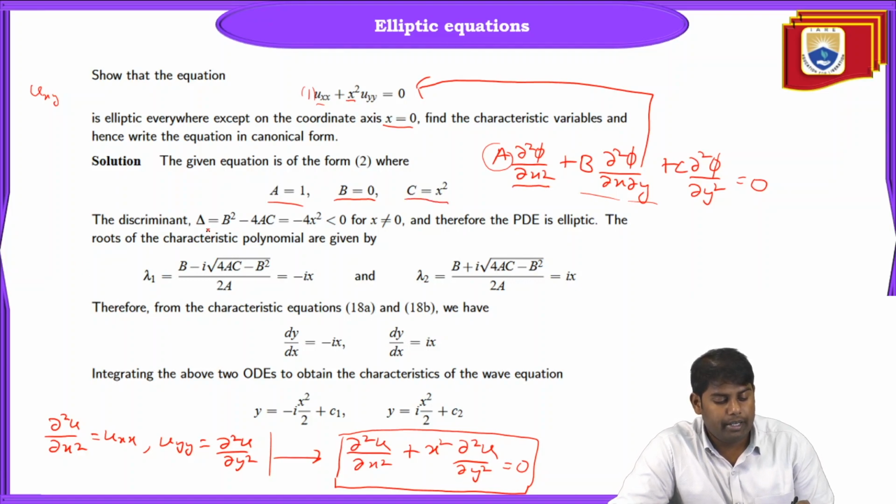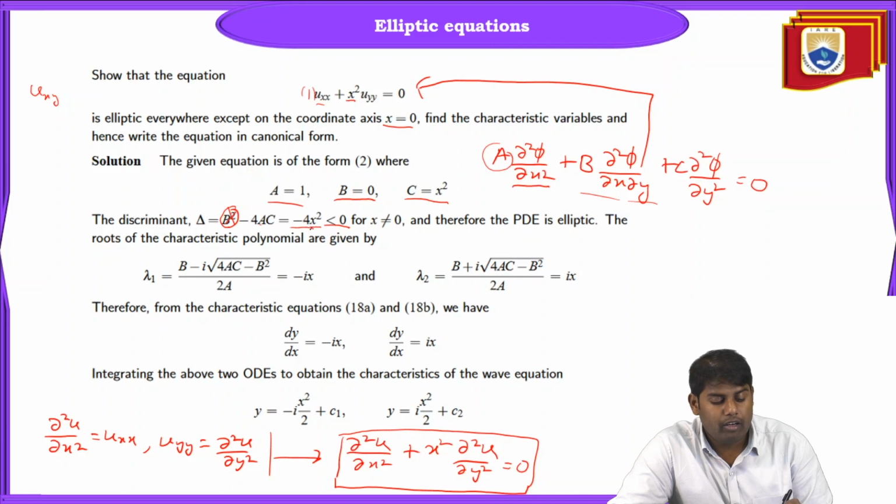Okay, so the discriminant is b square minus 4ac. If we calculate, a is equal to 1, b is equal to 0 and c is equal to x square. So b square becomes 0, and minus 4 into 1 into x square becomes minus 4x square, which is less than 0 for all values of x, let's say except at 0. At 0, it is not less than 0.